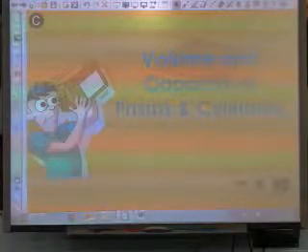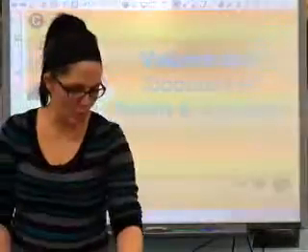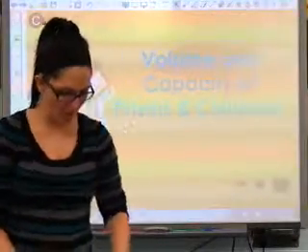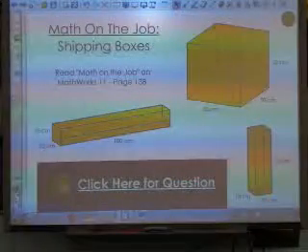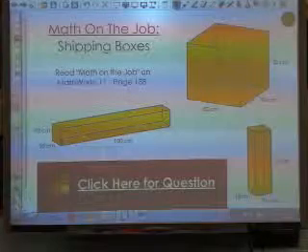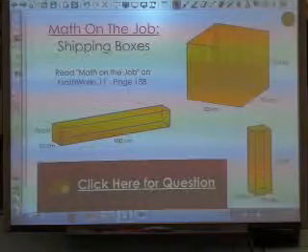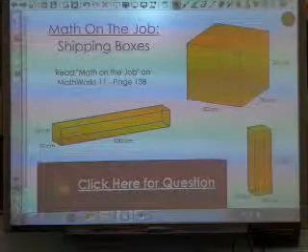Math 20-3, we're going to look at volume and capacity of prisms and cylinders. So take the new handout that you were given, and we're going to look at the first page. The first page matches to the math on the job in your textbook on page 138. So if you want to take a moment to press pause and then read that math on the job, then we can look at this question.